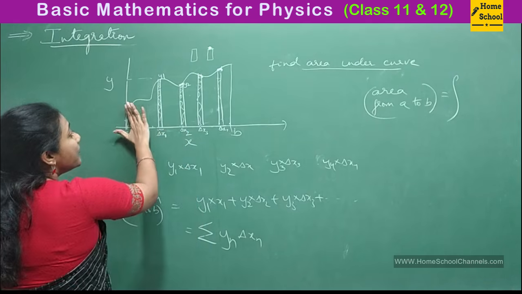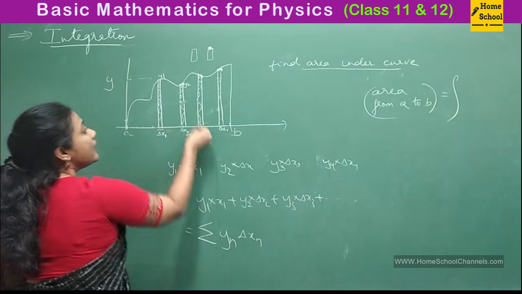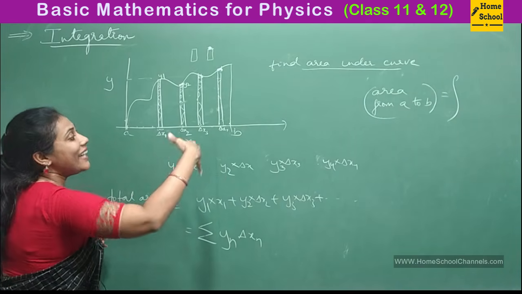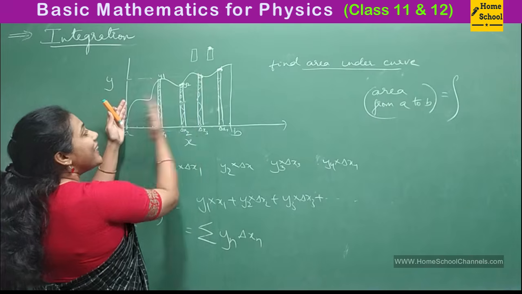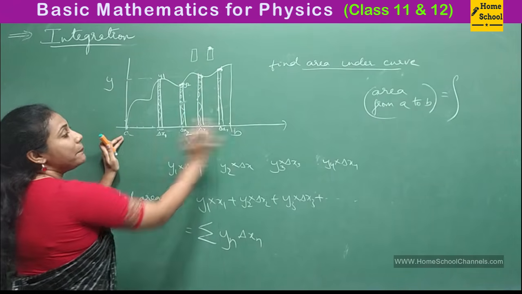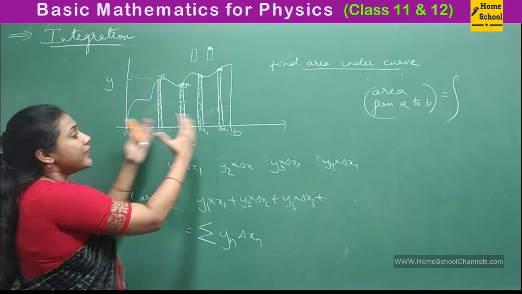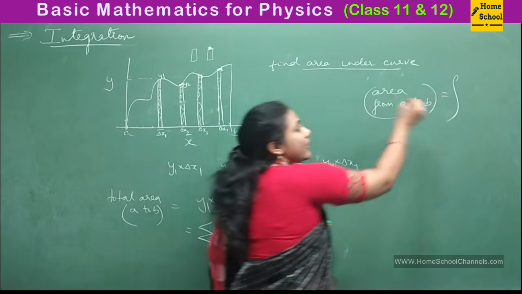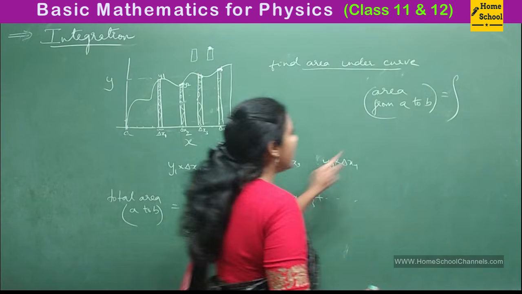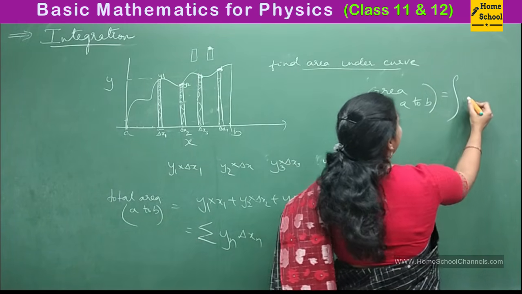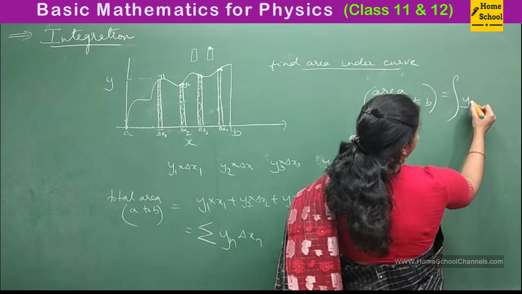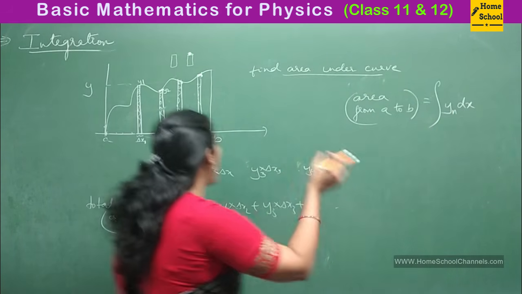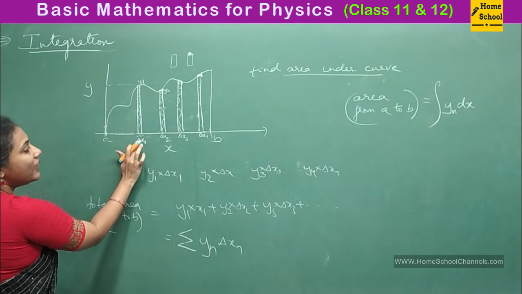Say I broke this entire region into small rectangles. Each rectangle's area I can find and later I can join. I can add all of them. On doing that, I get the total area between A and B. Right? So this joining of small things, we call it integration. So instead of summation, we integrate yn into dx. So why did I put dx? Because it's a small change in x, right? I can't use delta also.